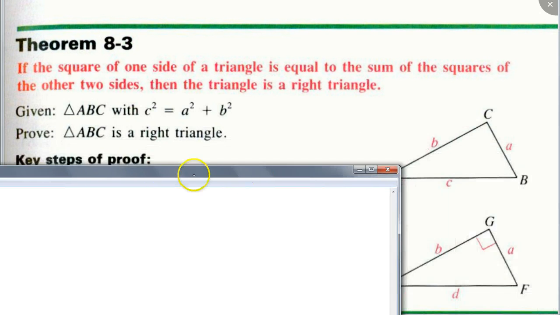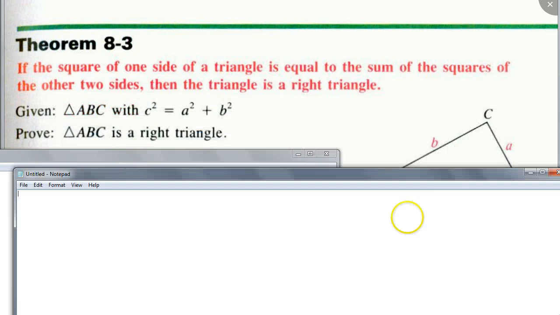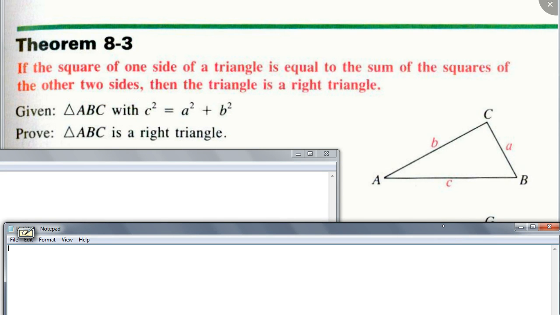Here's the theorem, as you expected. It says, if the square of one side of a triangle is equal to the sum of the squares of the other two sides, then the triangle is a right triangle. So write this down. And of course, the fun part is proving this, right? So go ahead and write this down, and we'll wait for you.